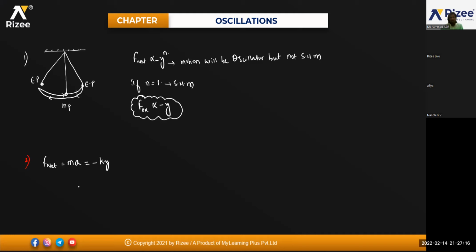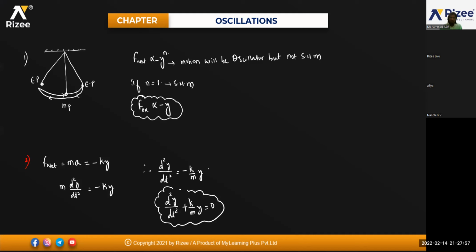That means m into a is equal to, so I can write m into acceleration as d square y divided by dt square is equal to minus k into y. So therefore I can ultimately write d square y by dt square is equal to minus k by m into y. Isn't it? If I take this inside, this can also be written as d square y by dt square plus k by m into y is equal to 0. So this is your differential equation of simple harmonic motion.